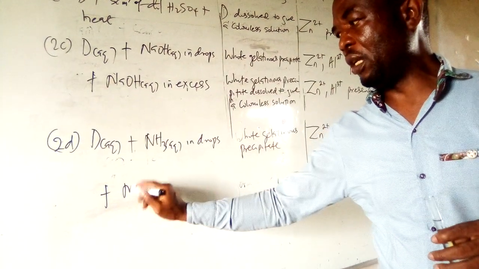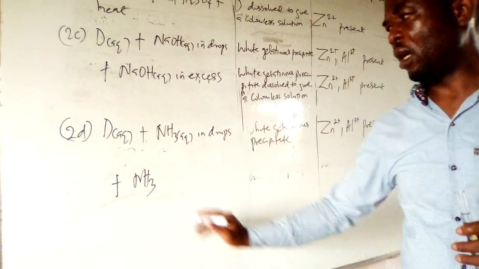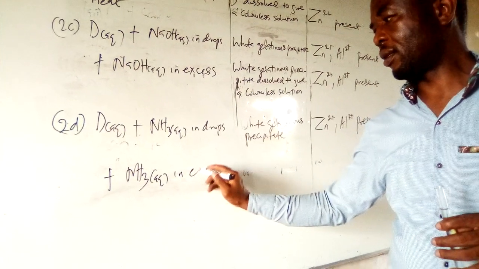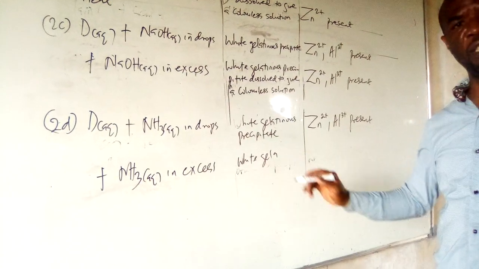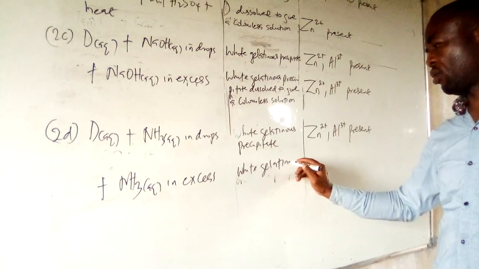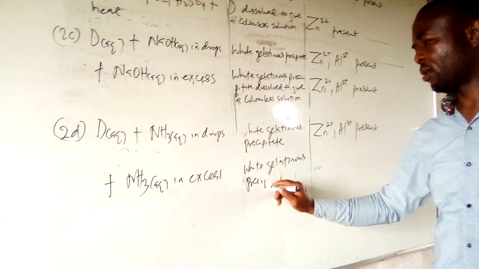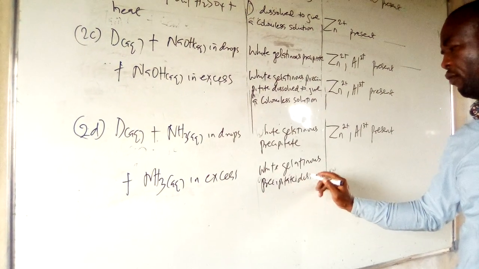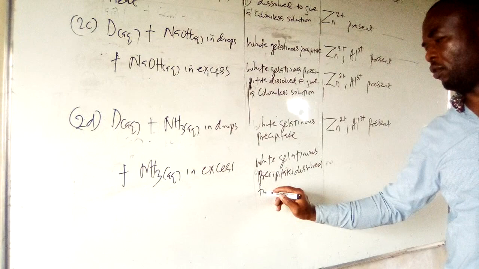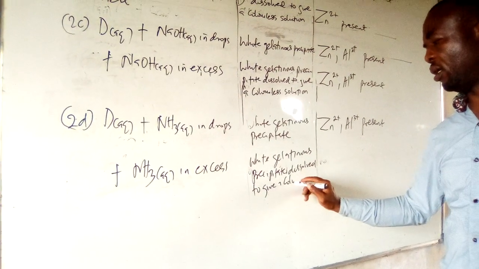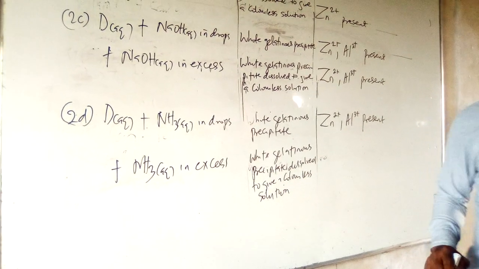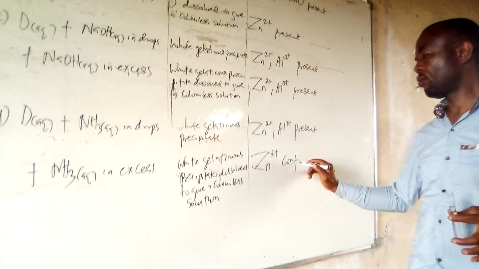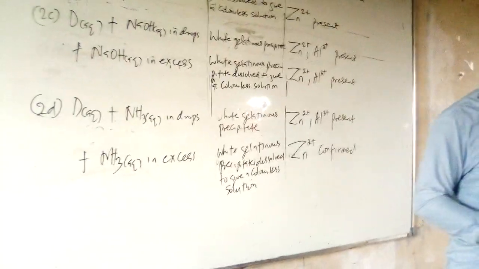Then plus ammonia aqueous in excess. So now I'll say white gelatinous precipitate dissolved to give a colorless solution. So the ion that we now have standing there is only zinc. When I say zinc 2 ion compound, you can now stress zinc.